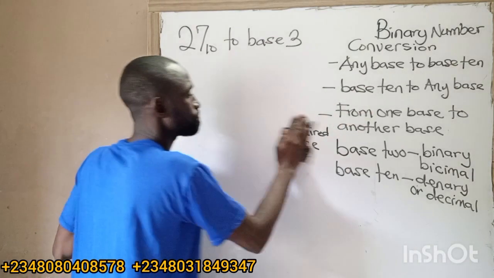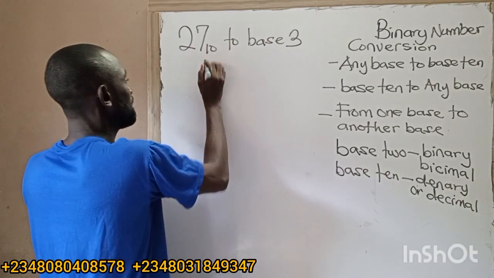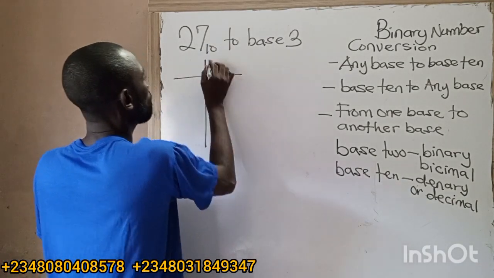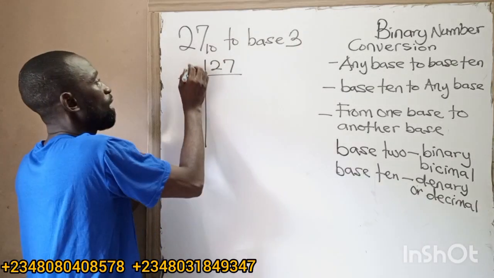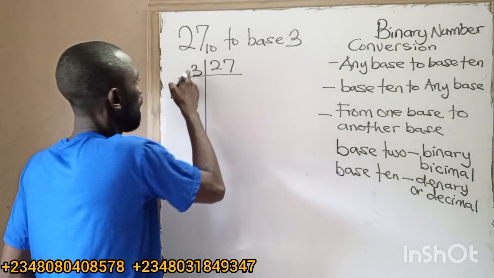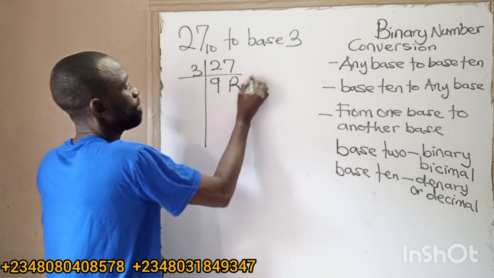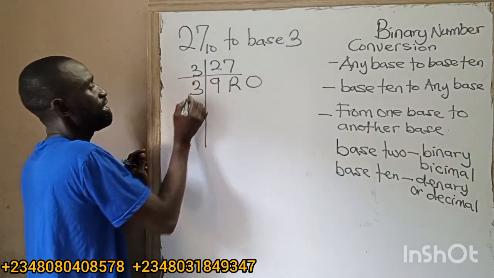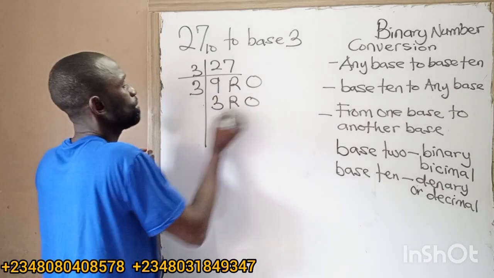So let's go, class. From base 10 to base 3, we divide repeatedly. We have 27 here. We divide by the required base, 3. How many 3s can you see in 27? That is 9, remainder 0. We go again. How many 3s in 9? That is 3, remainder 0. We go again.